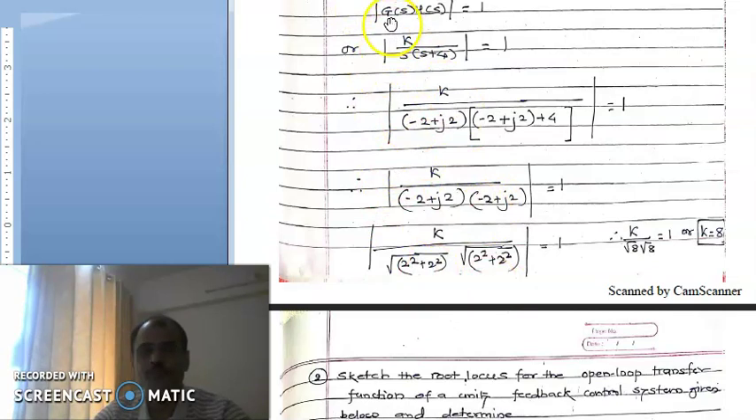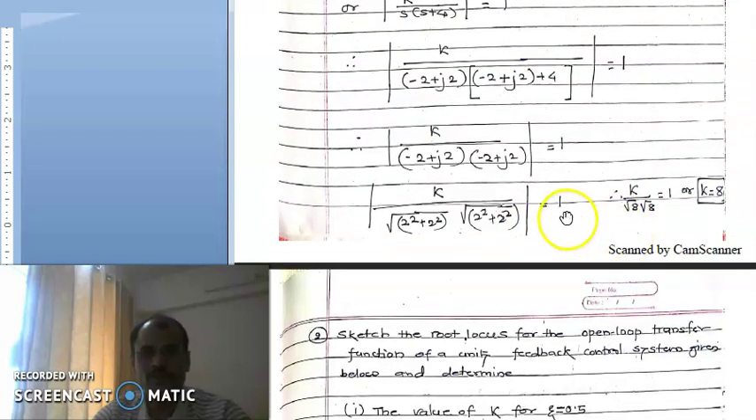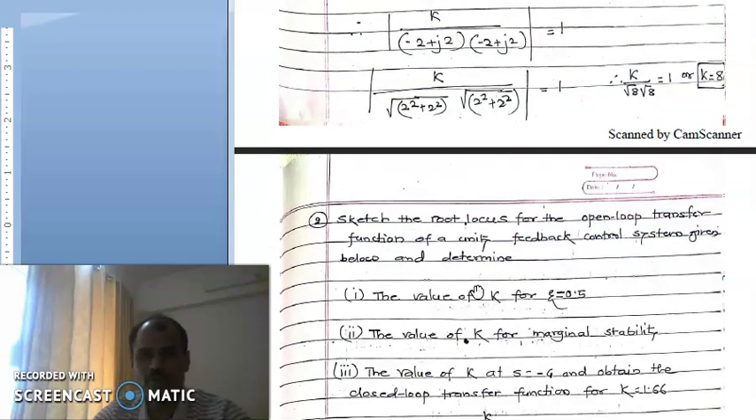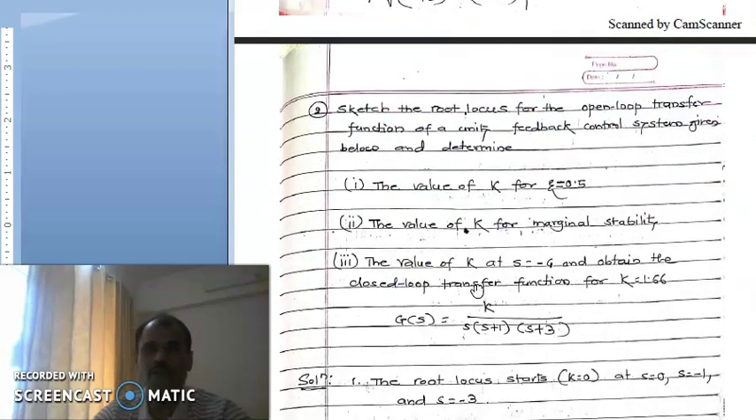We have to take help of this magnitude, mod of G(s). This is the standard requirement. Mod of G(s)H(s) is equal to 1, and by substituting the point of intersection with that zeta, we will have this. So let us solve it further, and finally let's come out with the k value. Finally the k is equal to this. So this is the other requirement which was given as part B of the statement.